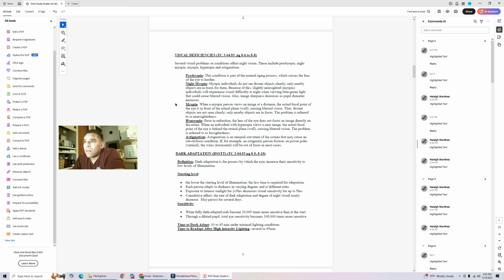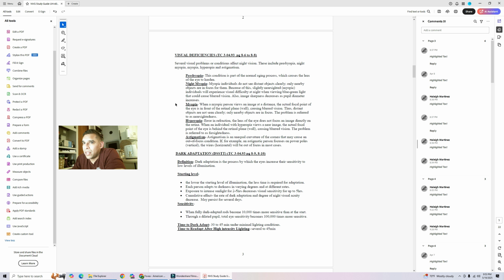Myopia. When a myopic person views an image at a distance, the actual focal point of the eye is in front of the retina plane, causing blurred vision. Thus, distant objects are not seen clearly. Only nearby objects are in focus. This problem is referred to as nearsightedness. So myopia is nearsightedness. Hyperopia: what's the opposite of nearsightedness?